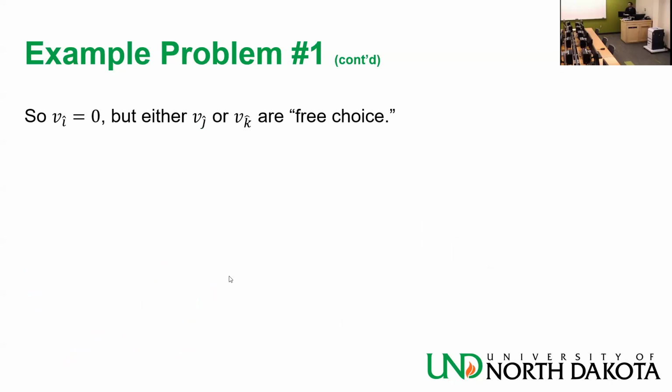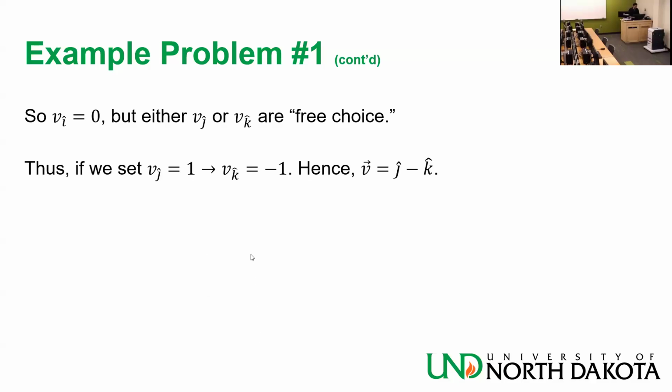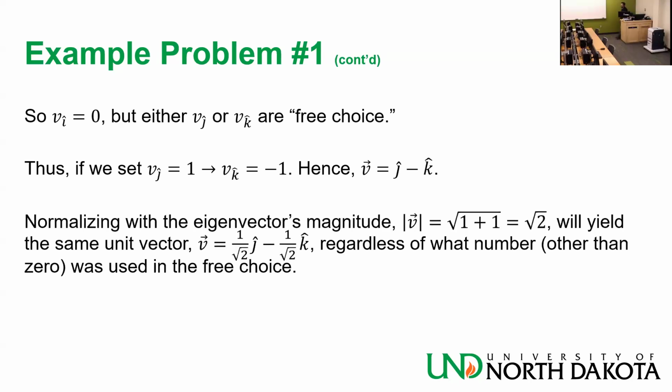Okay, so we call that free choice. Okay, free choice. You choose your favorite number, as long as it's not 0, because 0, 0, 0 is not a vector. It doesn't point in any direction. Yeah, that's basically what I showed you in the previous slide.